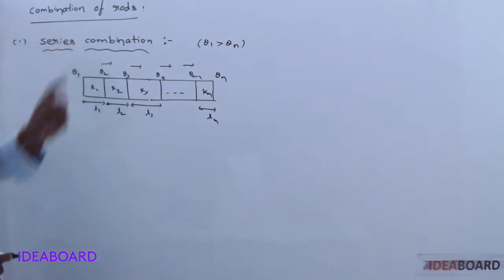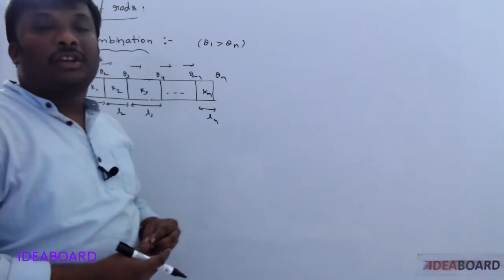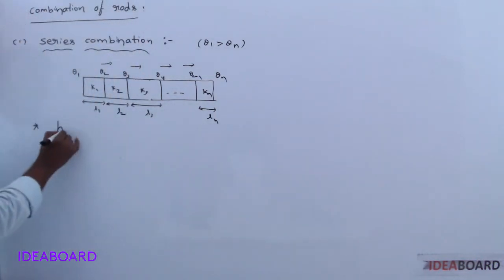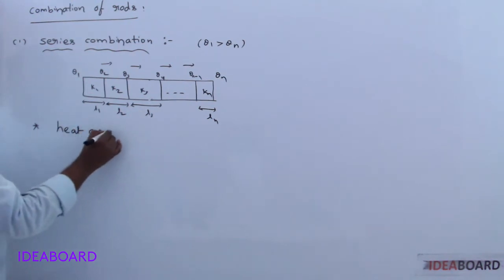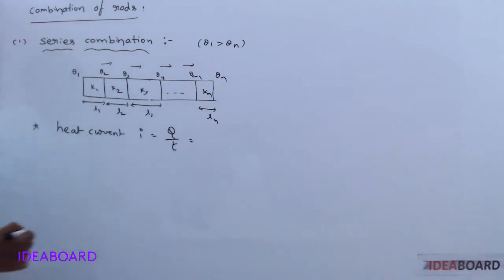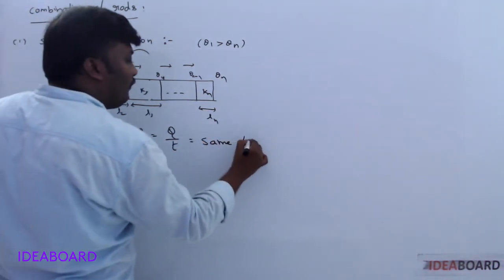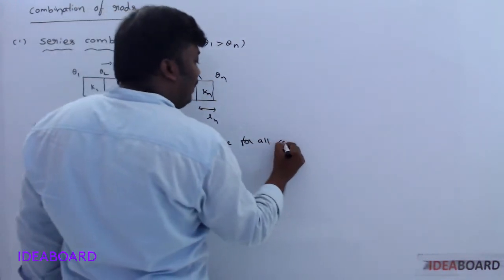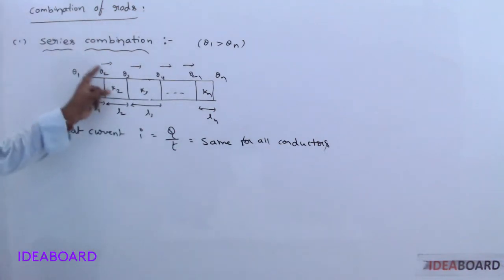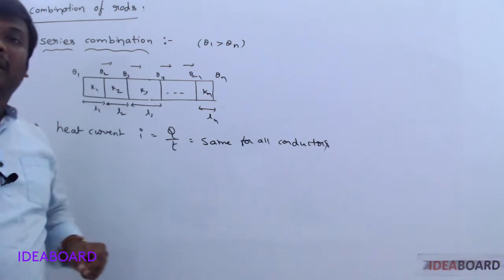Now, series combination. We learned in the second year in current electricity that in series combination, current always remains constant. So here, current, nothing but heat current, remains constant. So heat current formula: I is equal to Q by T. So Q by T always remains the same for all conductors. For this rod Q by T remains the same, for this rod also Q by T remains the same.